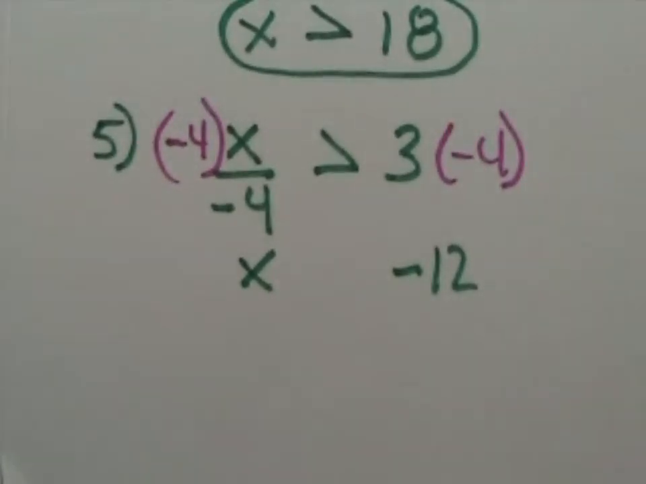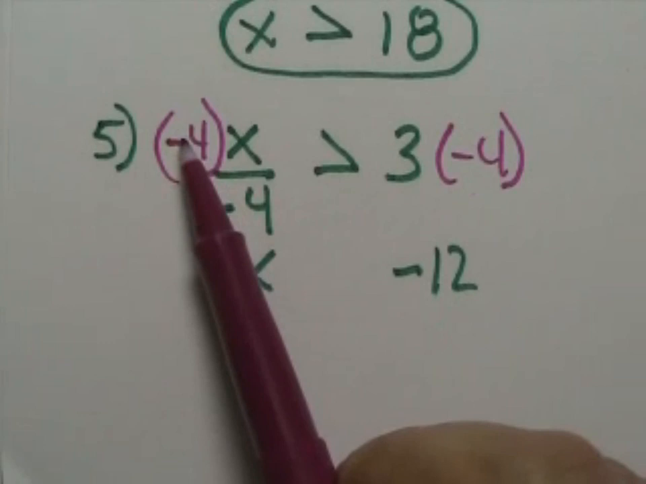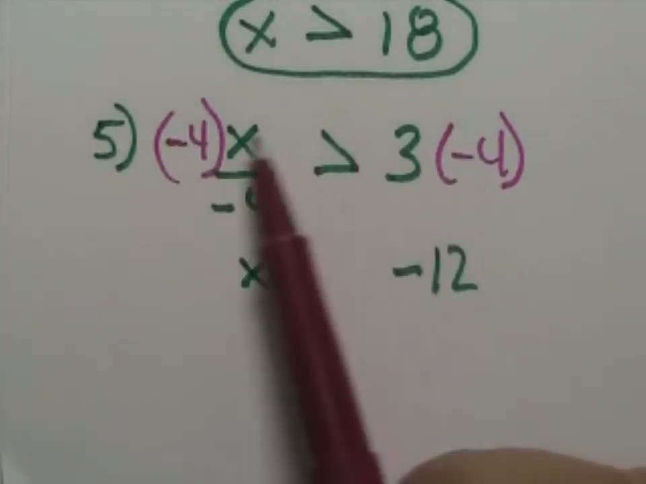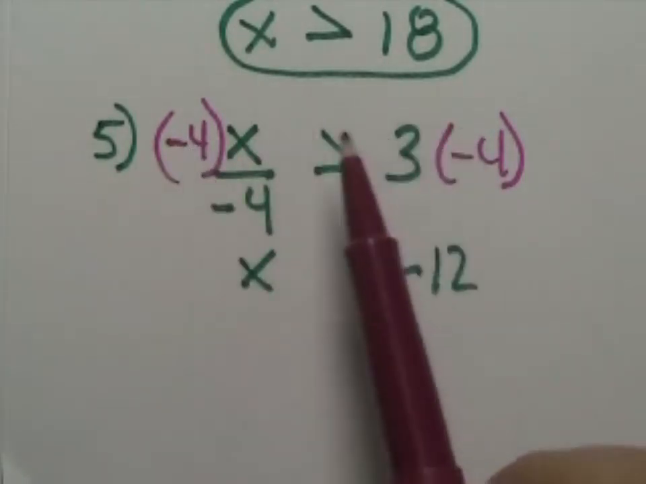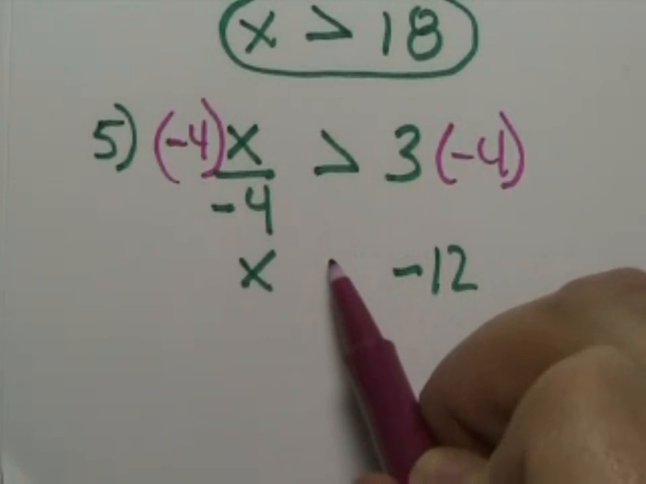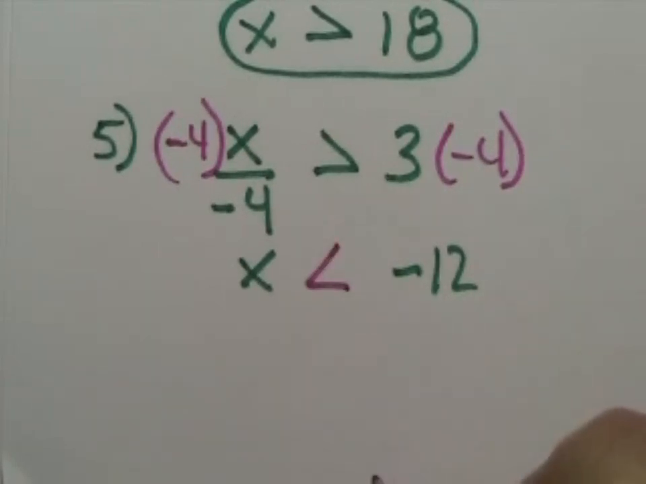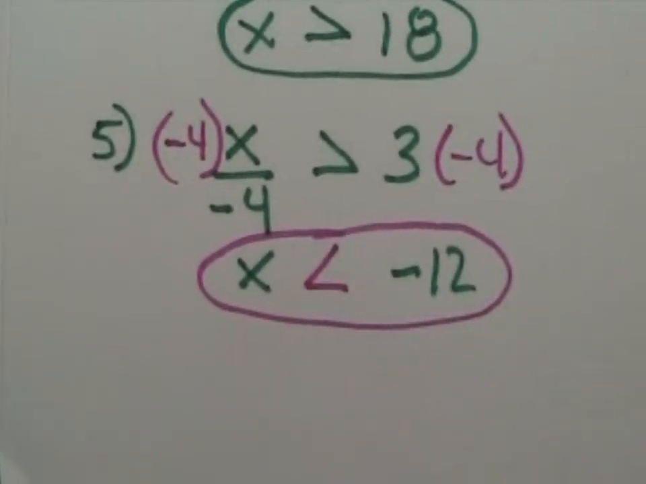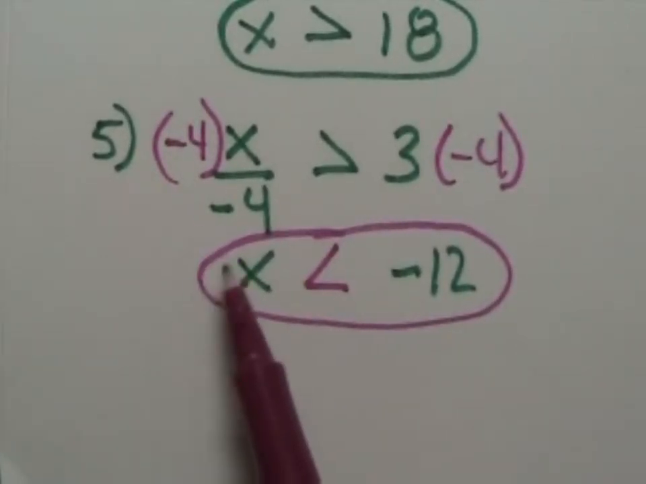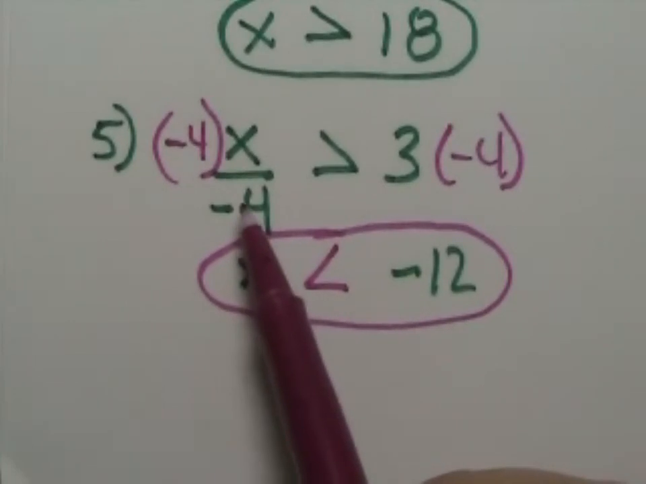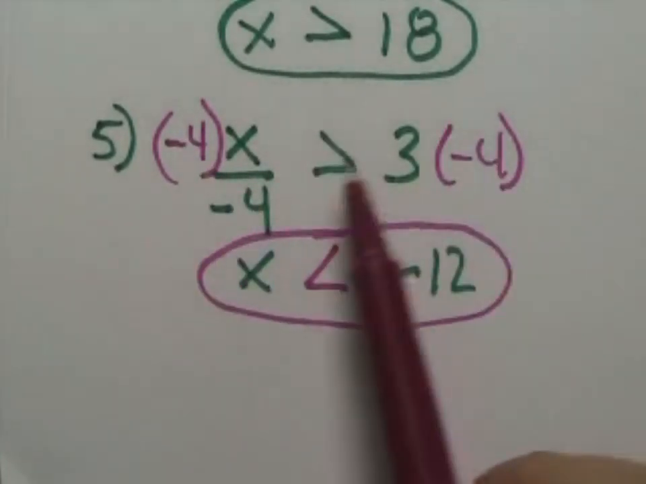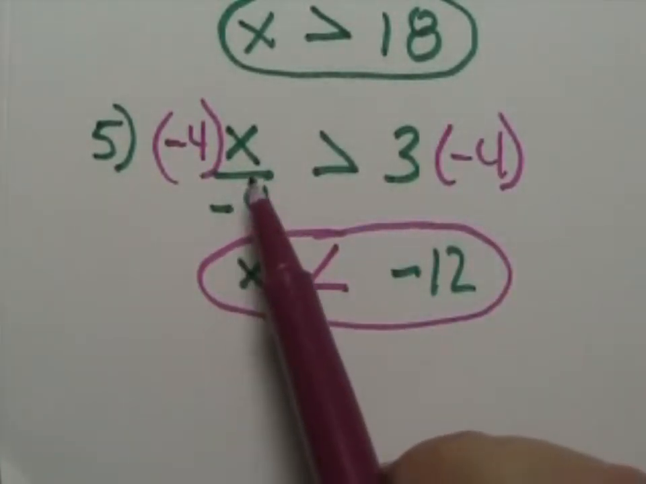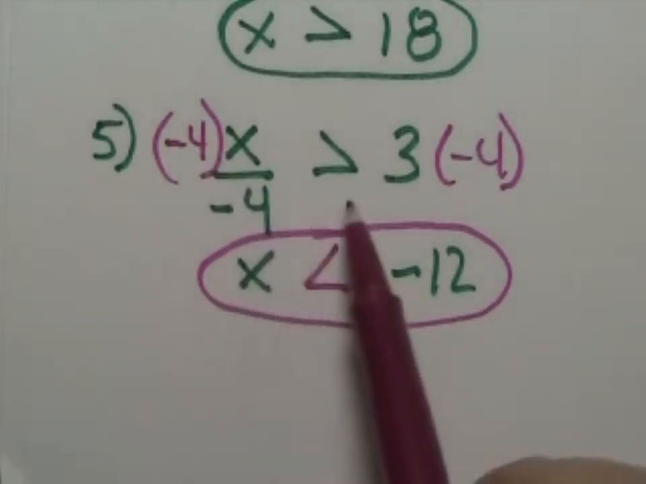-12. Do I need to switch the arrow? Yes, I multiplied both sides by a negative. So therefore I need to switch the arrow. So the arrow is going to go this way. Less than. And also notice the coefficient is -4, so to get rid of it I have to multiply by -4. So if the coefficient is negative, whether it's on the bottom or top, you're going to have to reverse the arrow.